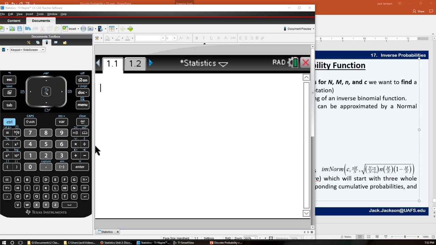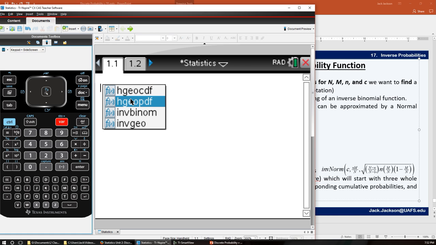In this video, we're going to be making a function on the TI-nspire, which will do inverse hypergeometrics. Now, before we do this, we want to make sure that this has the hypergeometric CDF programmed in, and notice I do have that here.